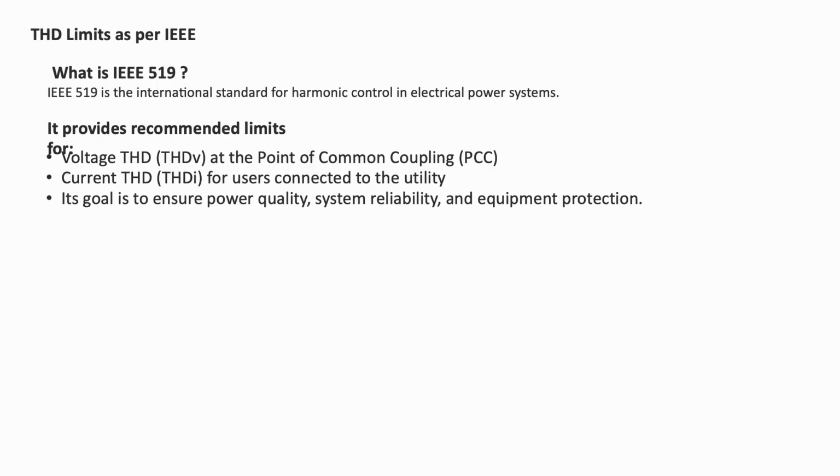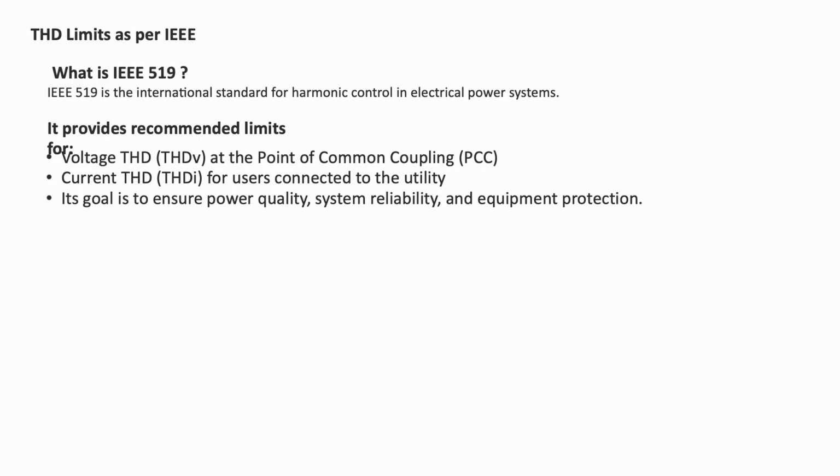So now let's talk about THD limits as per IEEE. First of all, what is IEEE 519? IEEE 519 is an international standard that tells us how much harmonic distortion is acceptable in an electrical system. In simple words, it gives us guidelines on how to keep harmonics under control. This standard provides recommended limits for two things. Number one, voltage THD. Number two, current THD.